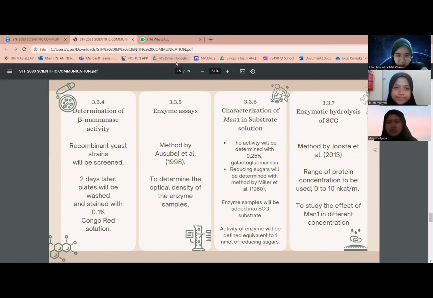Reducing sugar, which is mannose, is determined with the dinitrosalicylic acid method by Miller et al. The hydrolysis method will be done afterwards based on a method by Yus et al., by adding the enzyme sample into the substrate prepared earlier to determine the enzyme activity, which is equivalent to 1 nanomole of sugar produced. And lastly, the enzymatic hydrolysis of the spent coffee ground will also be conducted based on the method by Yus et al., by wetting the spent coffee ground and adding the enzyme sample in different concentrations in the range of 0 to 10 nanokatal per milliliter to study the effect of enzyme mannanase on the soluble yield of spent coffee ground.